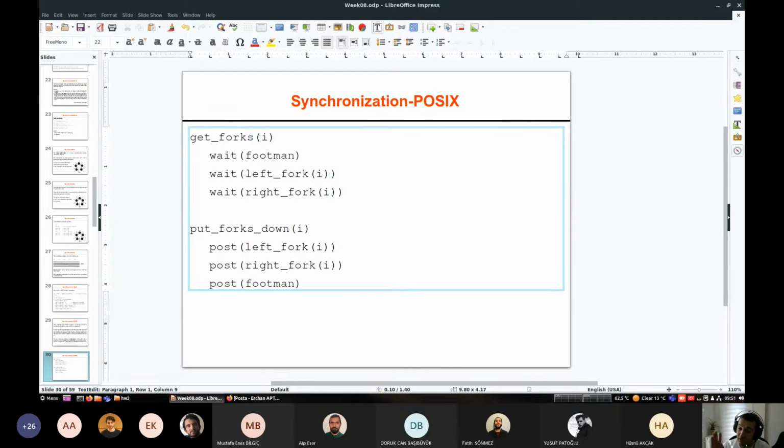Now, since footman is initialized to 4, that means only 4 philosophers can execute, which means it is guaranteed that there are 5 forks available for 4 processes, which means there will never be a deadlock. So at least one of the processes that called get forks will be able to execute both of these waits.